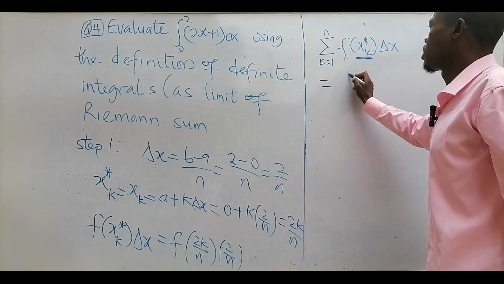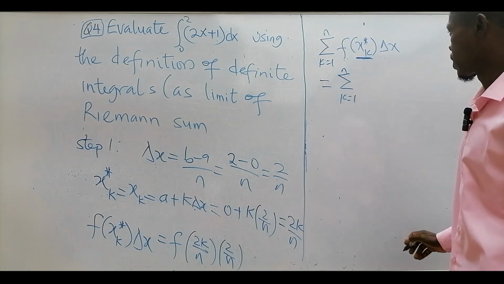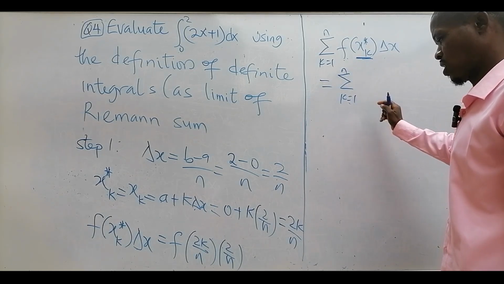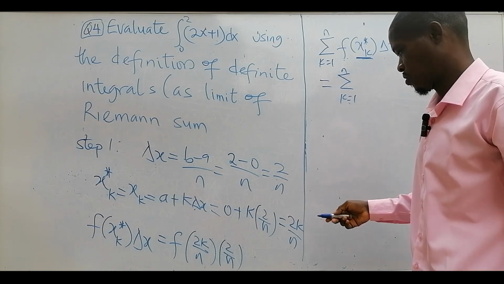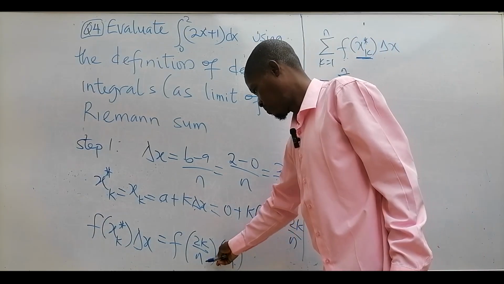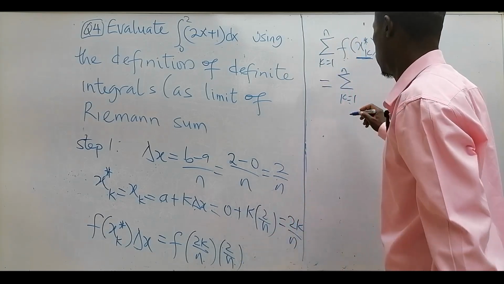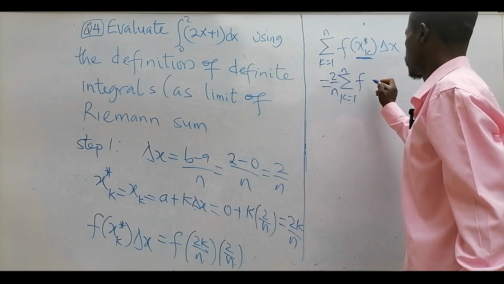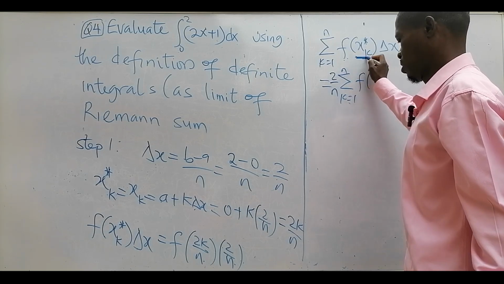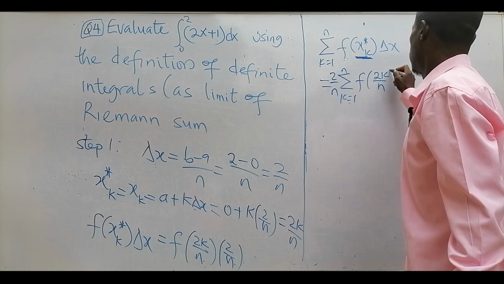And that will be equal to sigma from k equal to 1 to n. Don't forget it's a function of k, so anything that is not k, we bring outside the sum. So we are going to have this one times this one outside. We can take this one outside, so that will be 2 over n. And then we have f of what? We have an expression for this one, which is 2k over n.